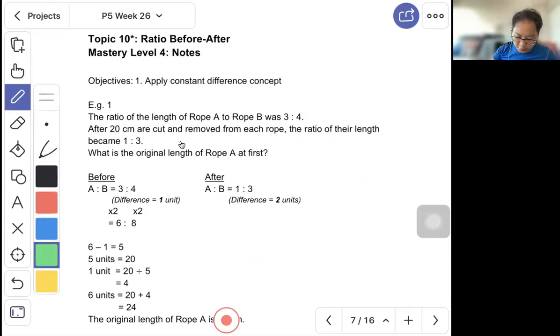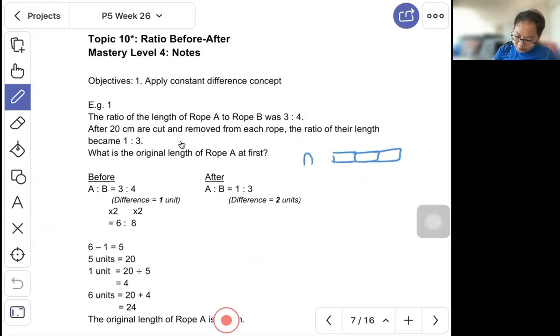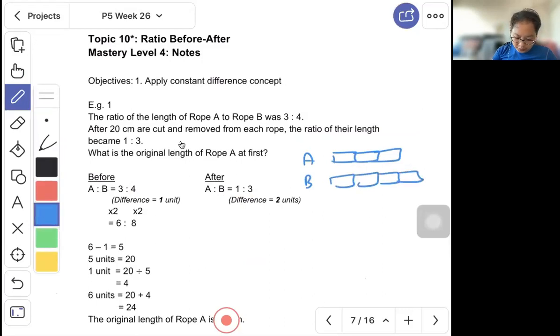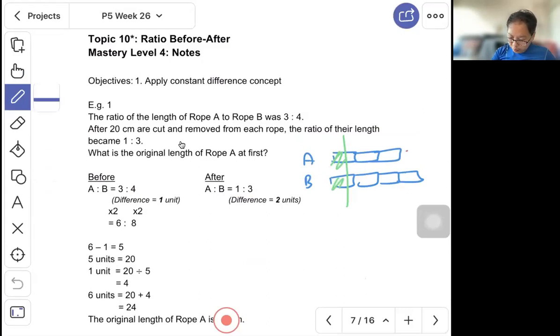So maybe I use a model to help you understand. Here is 3 units. Here is 4 units. So it's being cut, taken away. Here we see that the difference remains the same. So you need to understand the question and apply. Since we know the difference is the same, here we find the difference is 1 unit, here the difference is 2 units. So with times 2, the ratio is 6 to 8. So now it's 1 to 3.